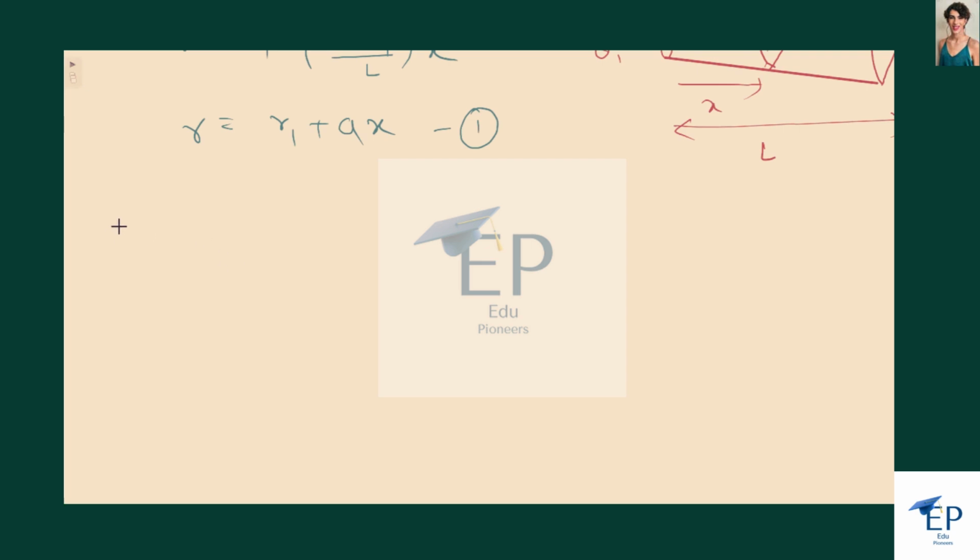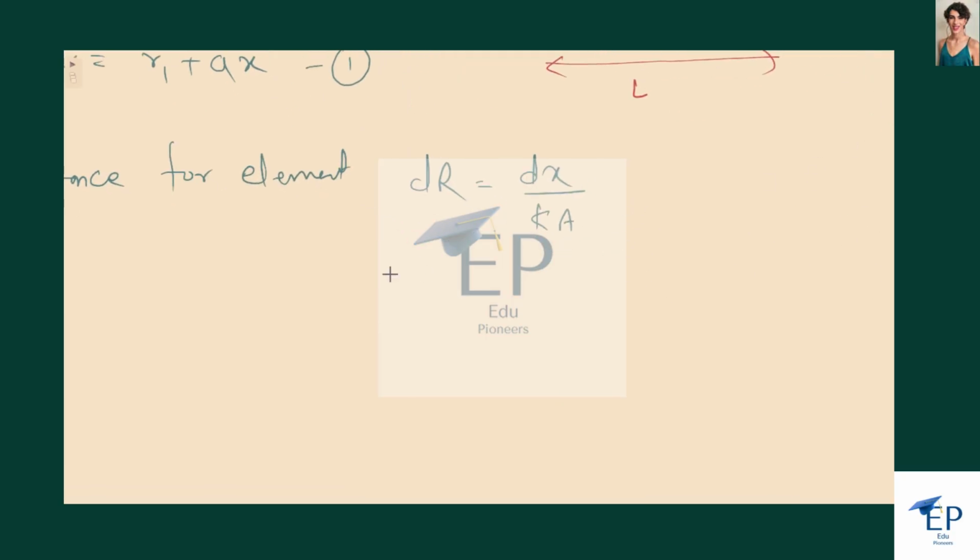Now the thermal resistance for the element dR is equal to dx upon k times A. Now put the value of area here. So dR equals dx upon k, and area is pi r squared. So this is pi, and the radius is (r1 plus ax) whole squared.